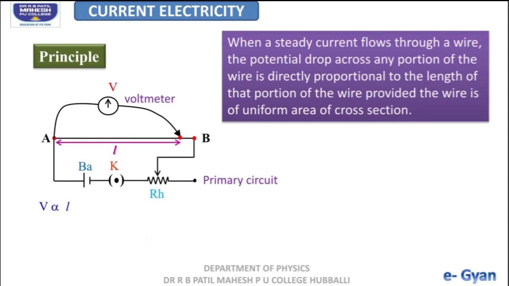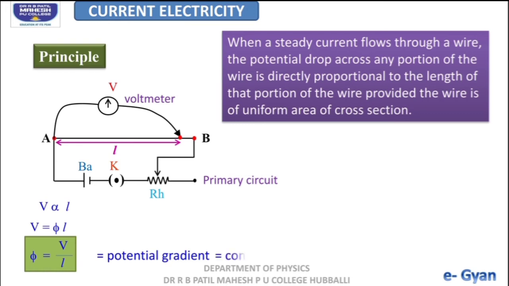V is directly proportional to L, and we can write this equation as V equal to phi into L. Expressing this in terms of phi, phi is equal to V divided by L. Potential drop per unit length is called potential gradient, and it is constant for a given potentiometer. This is the working principle of the potentiometer.